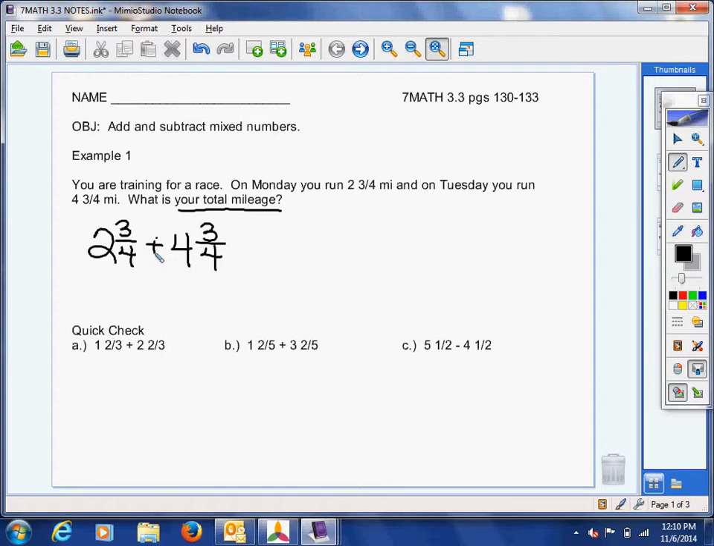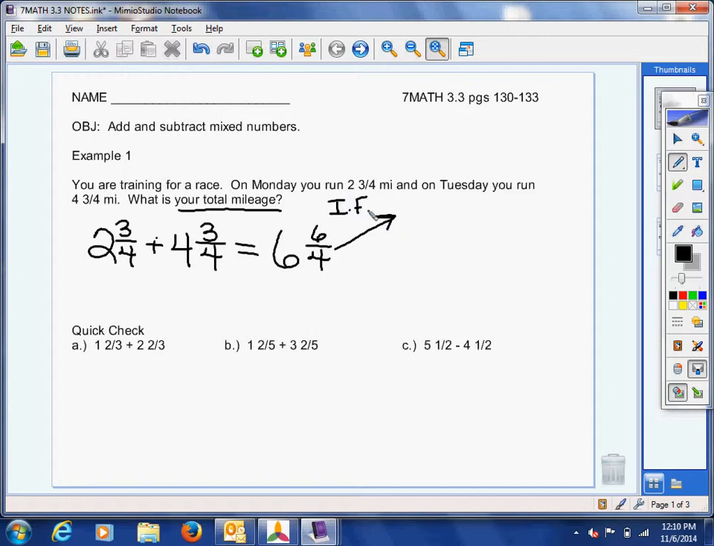Start with adding your whole numbers together. What's 2 plus 4? 6. What's 3/4 plus 3/4? 6/4. Now we don't leave mixed numbers with an improper fraction in it. We just don't. You could, from here, make the whole thing an improper fraction.